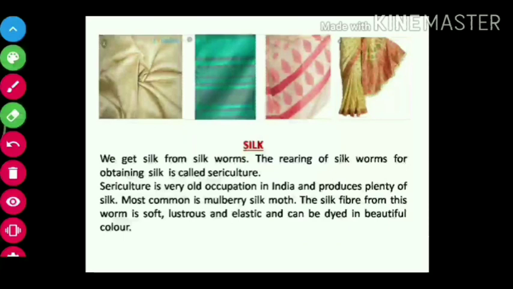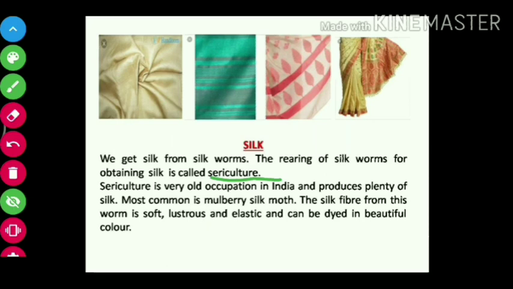So wool and silk both are animal fibers, means we are getting wool and silk from animals. Those animals are sheep and silkworms. So let's go to silk. We get silk from silkworms. The rearing of silkworms for obtaining silk is called sericulture. Here the term sericulture means culturing or producing silk by keeping and taking care of silkworms.